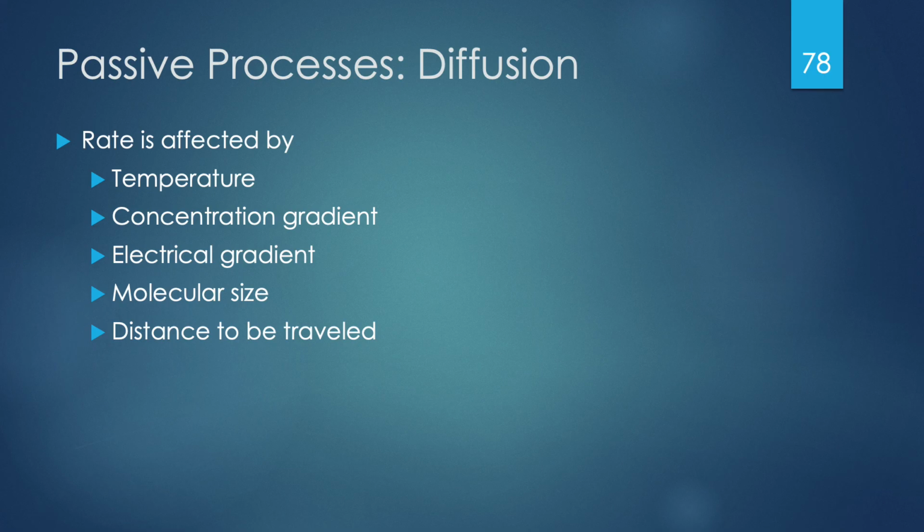Also, molecular size is a factor that affects diffusion. As you can imagine, smaller things will diffuse more quickly, and larger molecules will take a little bit more time. And then lastly, the distance to be traveled. If the sugar has to travel very far in order to dissolve, that'll take more time, right? But if it can just dissolve into the immediate H2O molecules around it, that can happen much more quickly.